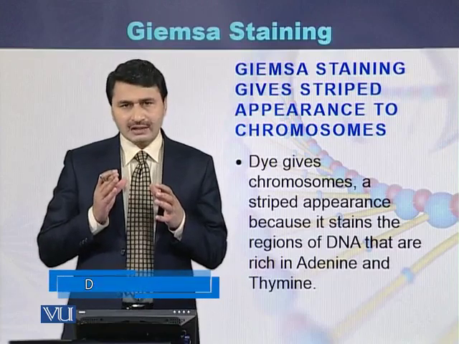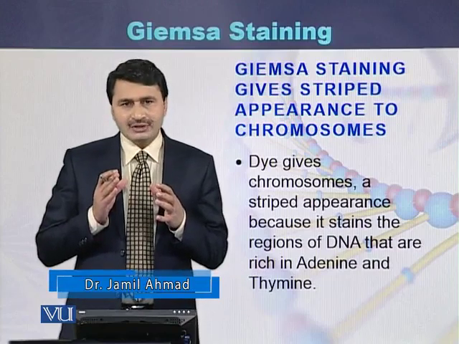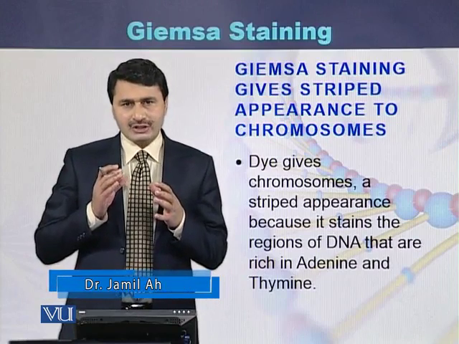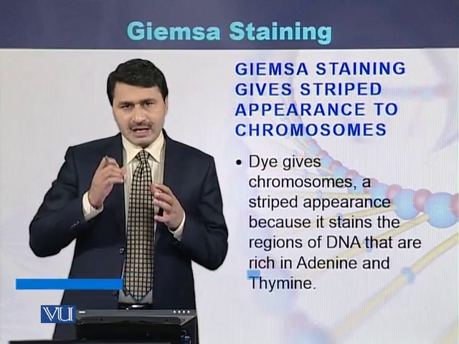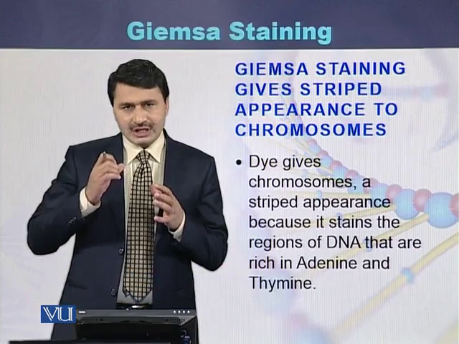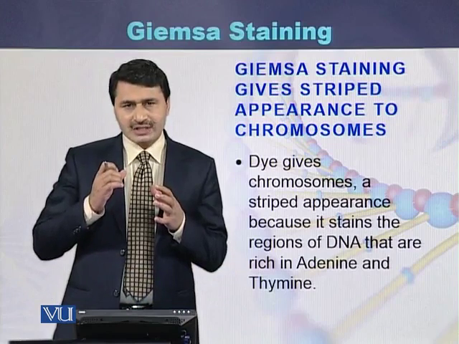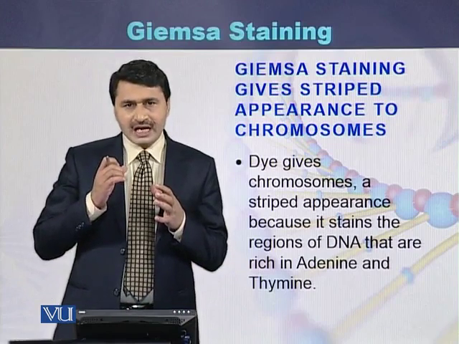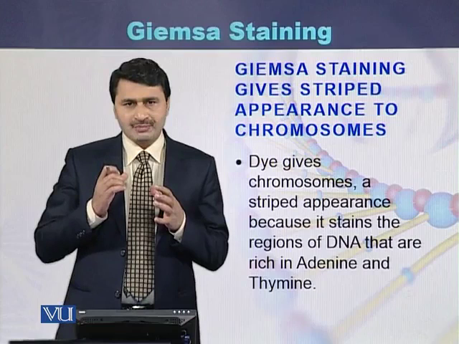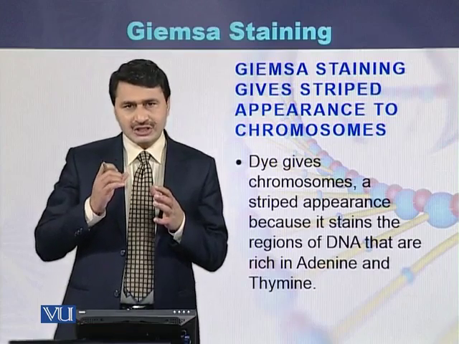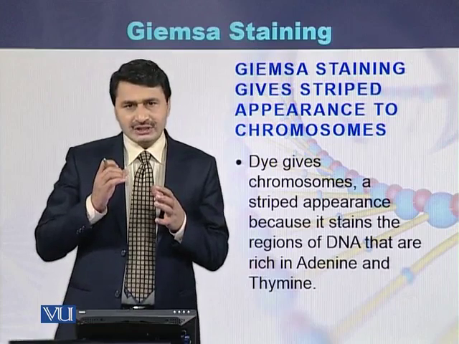So the dark bands are those bands that are rich in adenine and thymine. The dark bands appear rich in color, the darkness, because of the presence of adenine and thymine in those regions. And GEMSA stain binds to AT rich regions, that is the reason these bands look dark in color.